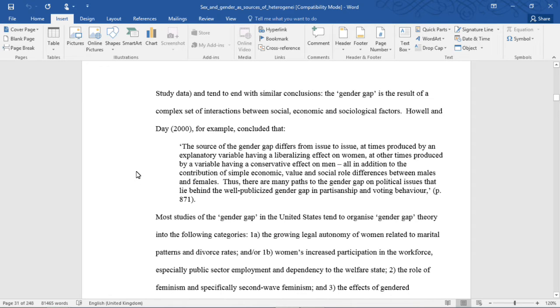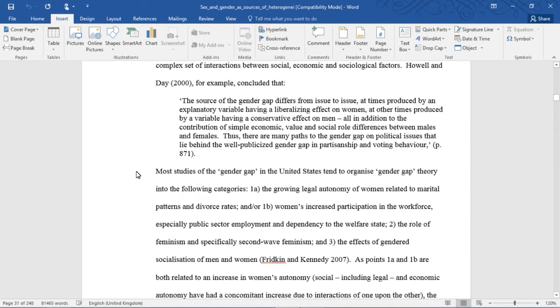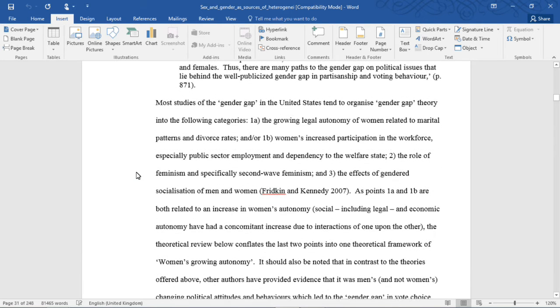Howell and Day, for example, conclude that the source of the gender gap differs from issue to issue, at times produced by an explanatory variable having a liberalizing effect on women, at other times by a variable having a conservative effect on men, all in addition to the contribution of simple economic, value, and social role differences between males and females. Thus, there are many paths to the gender gap on political issues that lie behind the well-publicized gender gap in partisanship and voting behavior.